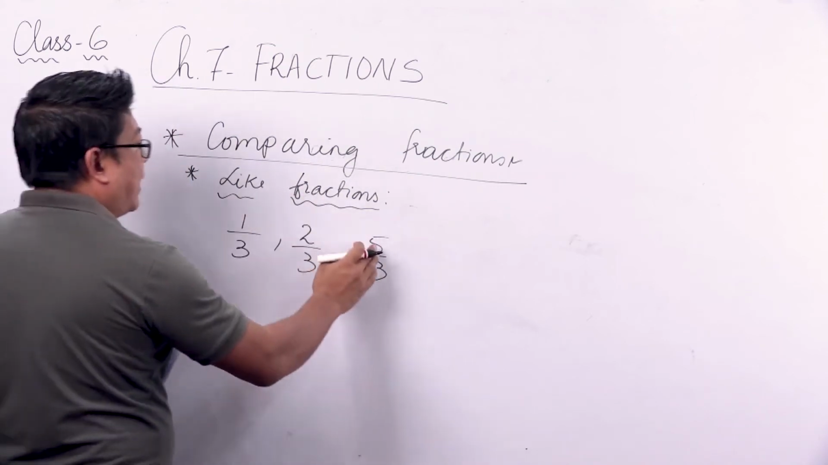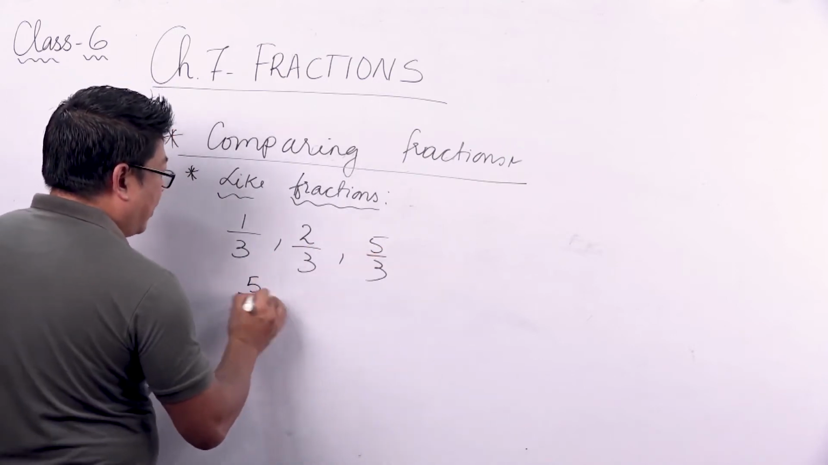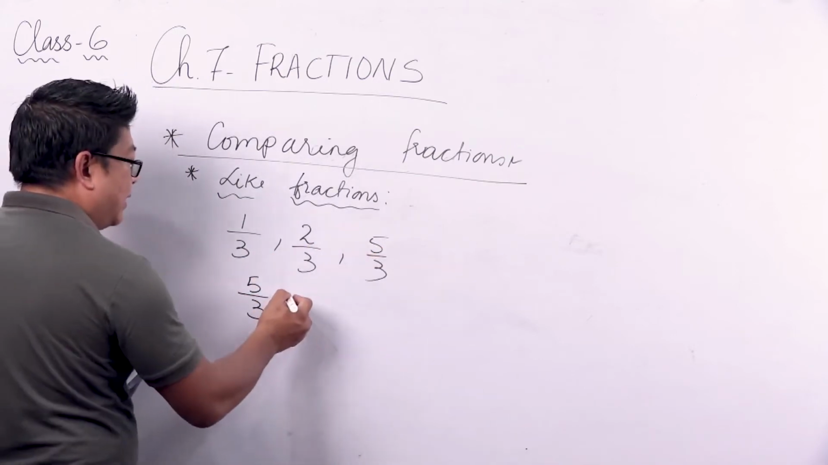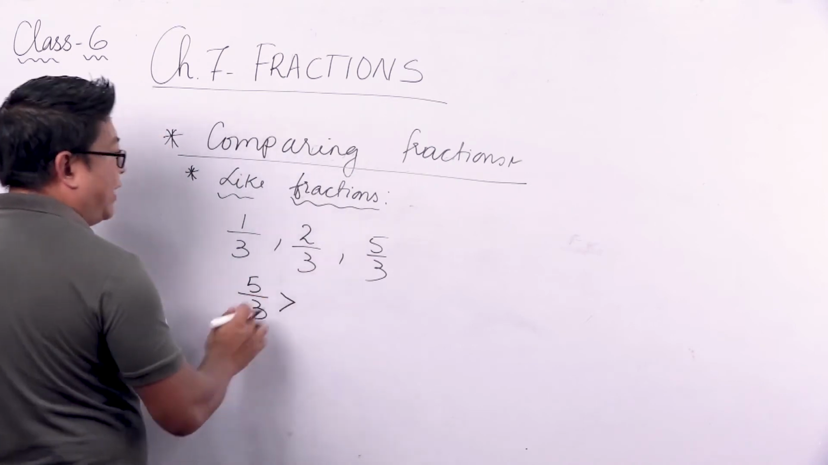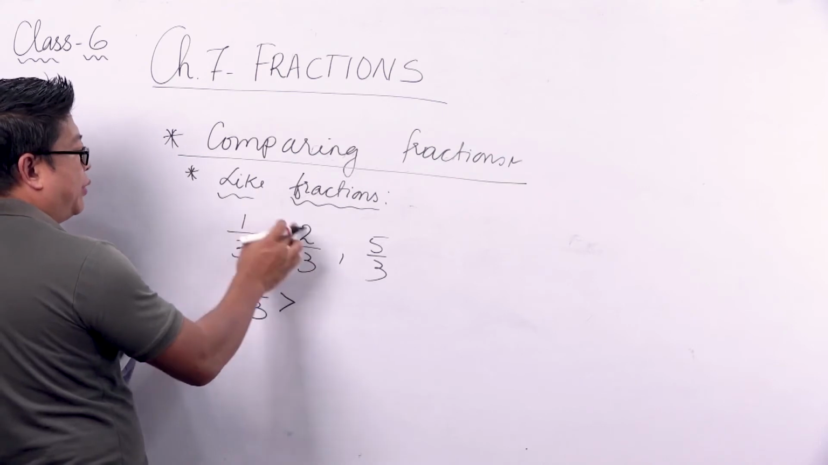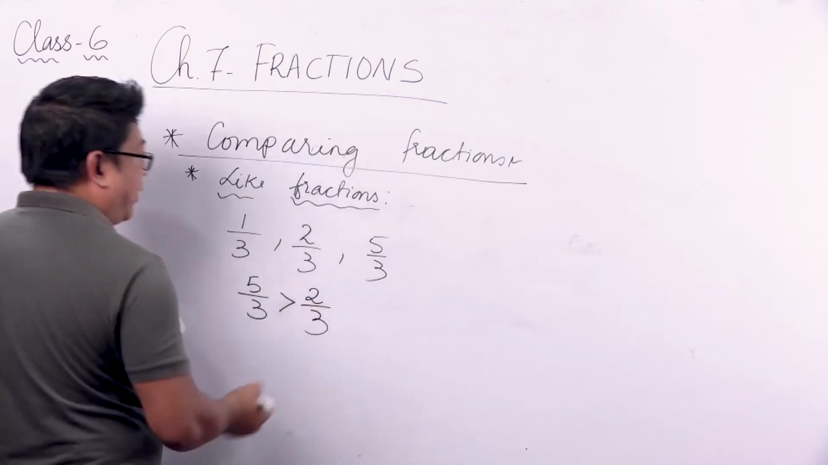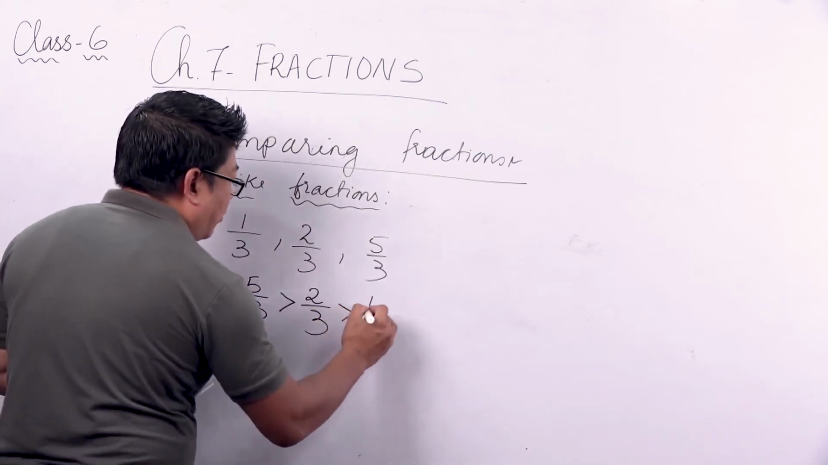Now, if you look at this, 5 is the greatest. So, I will write 5 the greatest. So, 5 by 3 is greater than. The next greater number will be between 1 and 2. 2 is greater. So, 2 by 3 will be greater. And finally, 1 by 3.